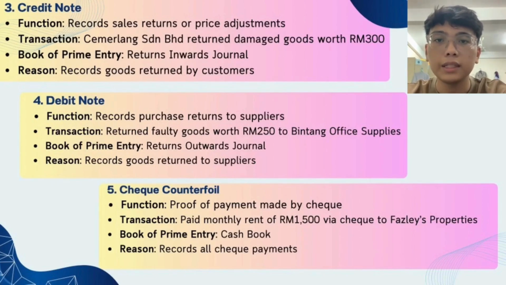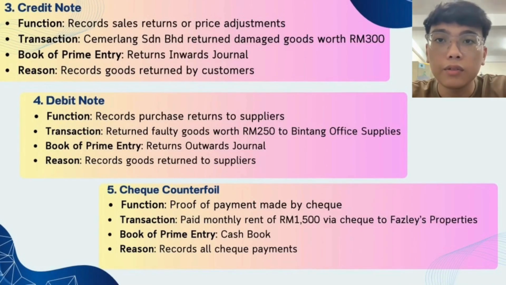And the last one is check counterfoil. The function of check counterfoil is to prove of payment made by check. The example of transaction is paid monthly rent of RM1,500 via check to Fazlis Properties. The book of prime entry is cash book. The reason, it records all check payments.